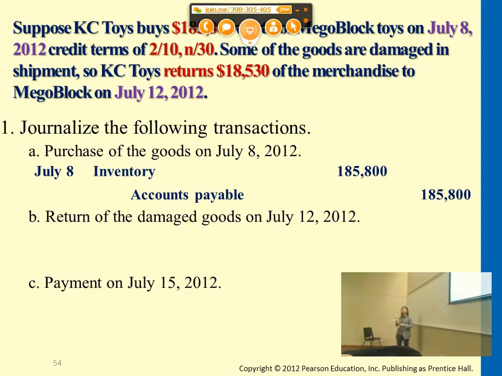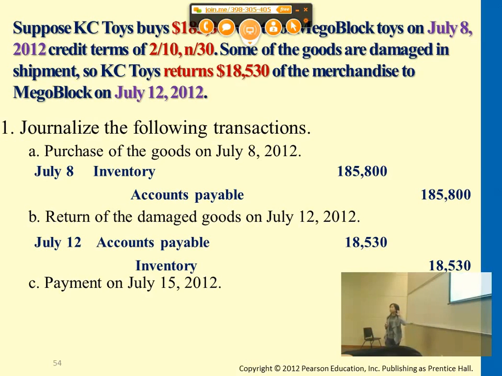So yes, this is returns and allowances, but keep in mind we don't have a separate account here. Okay, so any returns and allowances will be captured under inventory accounts. We directly decrease inventory value. Okay, so we're trying to recognize that inventory's cost is no longer $185,800. What we have on hand is no longer this amount of value of inventory. So we reduced it by the part that we ship back to the seller.